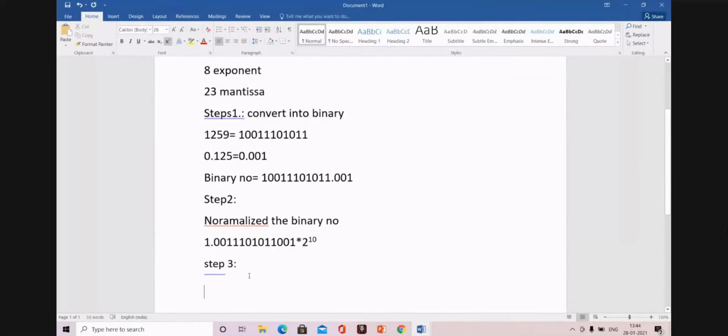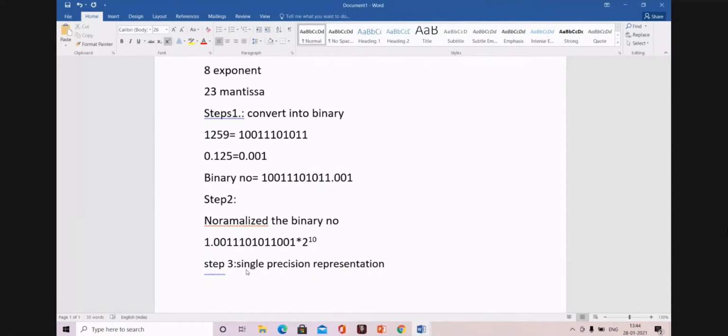Now step number 3 is single precision representation. All right, representation.